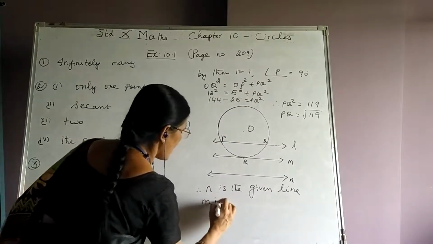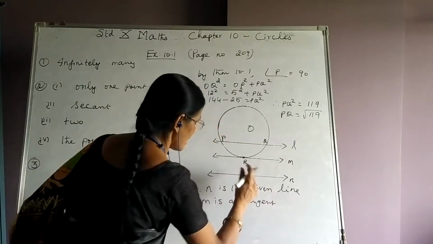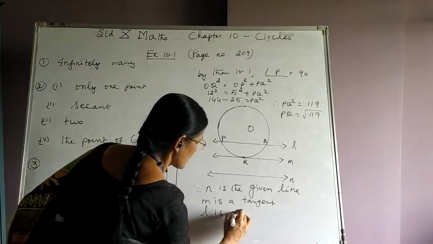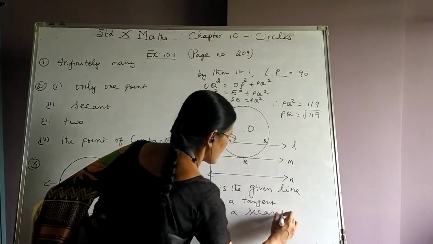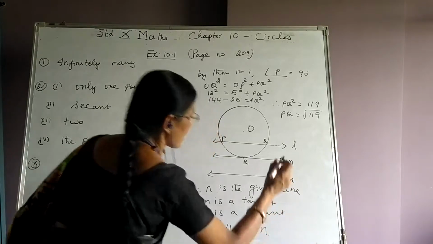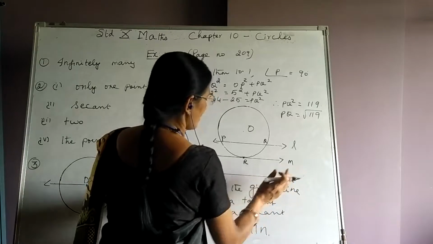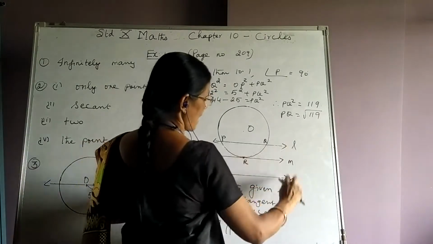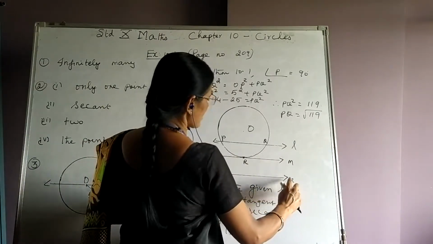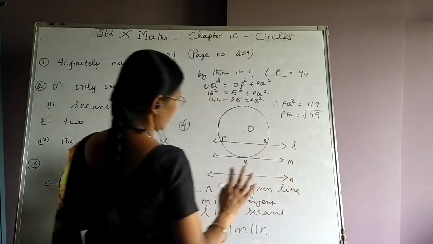What is M? M is a tangent because it intersects the circle only at one point. And what is L? L is a secant. You can find L is parallel to M, parallel to what? Parallel to N. So N is the given line. The question is, draw two lines parallel to N in such a way that one is a tangent of the circle, the other one is a secant of the circle.